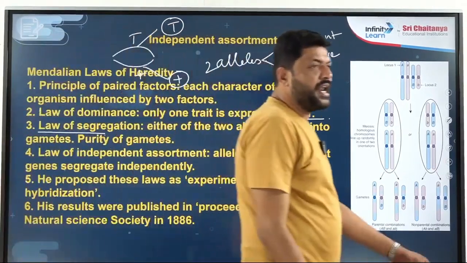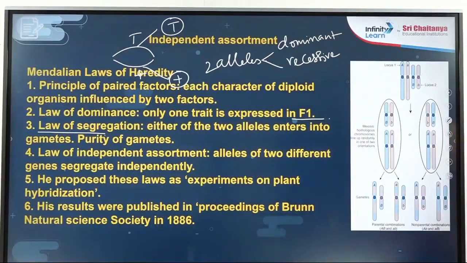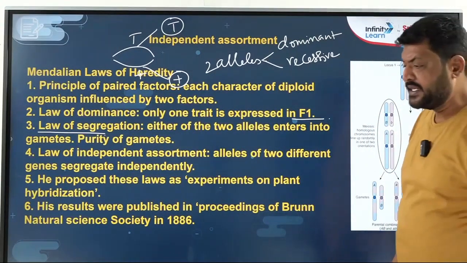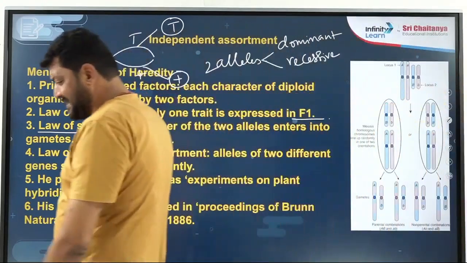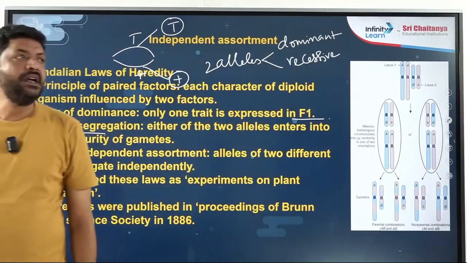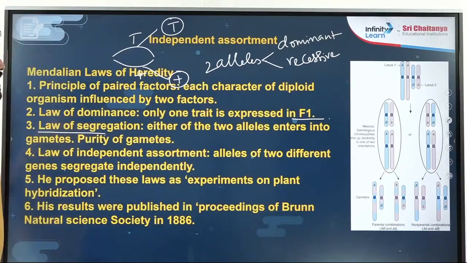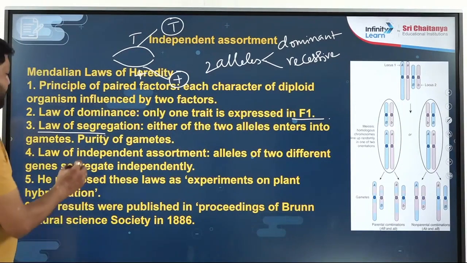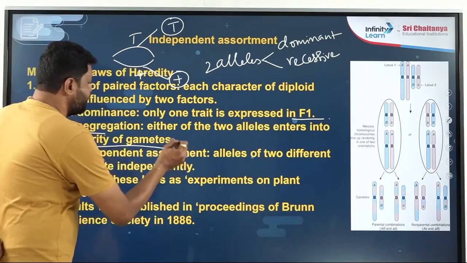What is the law of segregation? How can you define the law of segregation? The two alleles of a gene will segregate to two different gametes. That is called the law of segregation, also known as the law of purity of gametes.